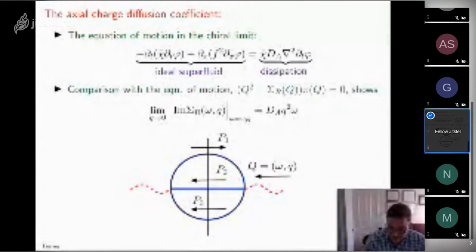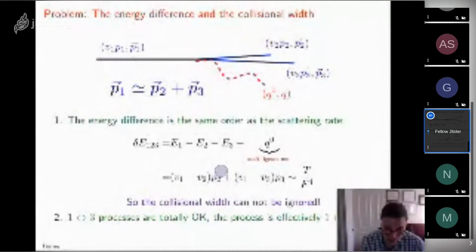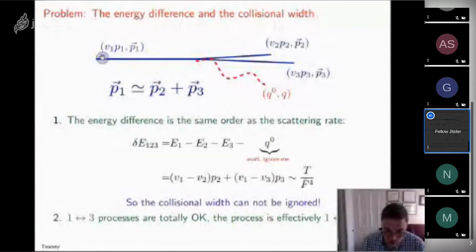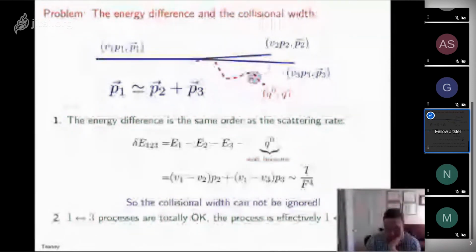So I don't have time to really go over it, but let me just say one of the issues. In particular, if I look at this collision process, the kinematics are very specific. You have one hard momentum line, and now you're going to spit out two hard momentum lines and a soft pion. Now look at the energy, the formation time of this process. The energy difference between the final state and the initial state is given by this difference in energies. This thing is so soft, it's ultra soft, so you can ignore it.